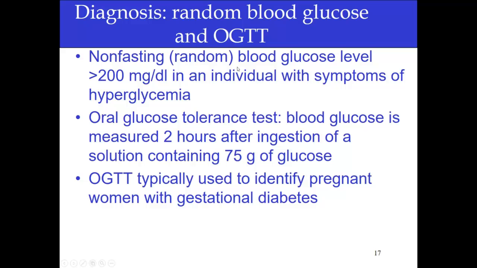There is also the random blood glucose, or the non-fasting blood glucose level, in an individual with symptoms of hyperglycemia. So if someone has symptoms of polyuria, polydipsia, polyphagia, and has a random blood glucose above 200 milligrams per deciliter, then he is most likely to have diabetes.